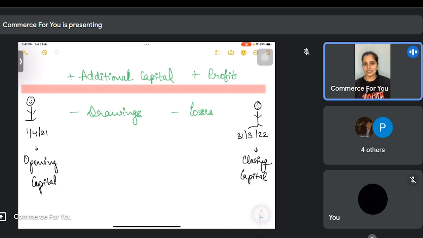And this is really interesting. Once you know the concept, आपको इसमें से कुछ भी calculate करने को कहेंगे, आप easily calculate कर पाओगे. Whether it's profit, it's loss, additional capital, drawings, whatever it may be. They can ask you to calculate opening capital, closing capital. आप आराम से कर पाएंगे. Just have a look on this within few seconds. Then I'll be discussing more.